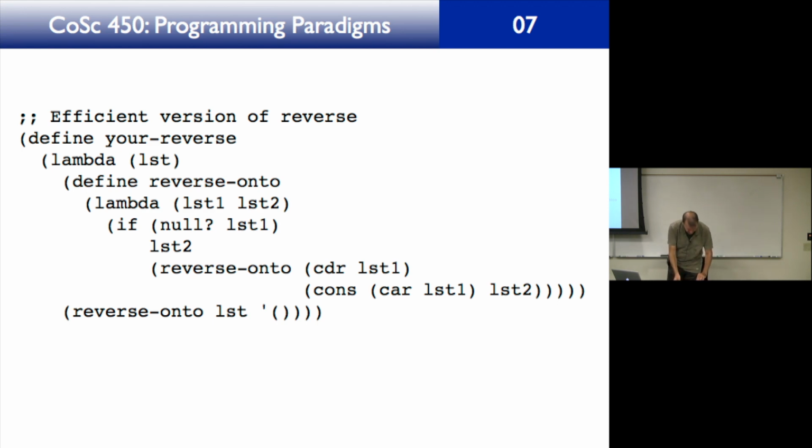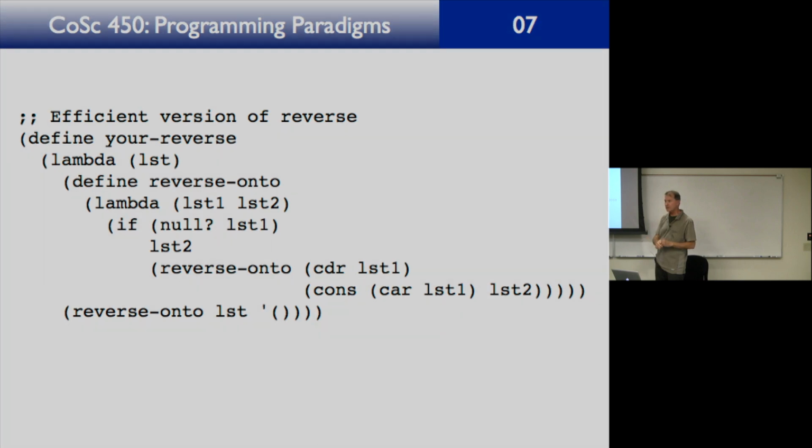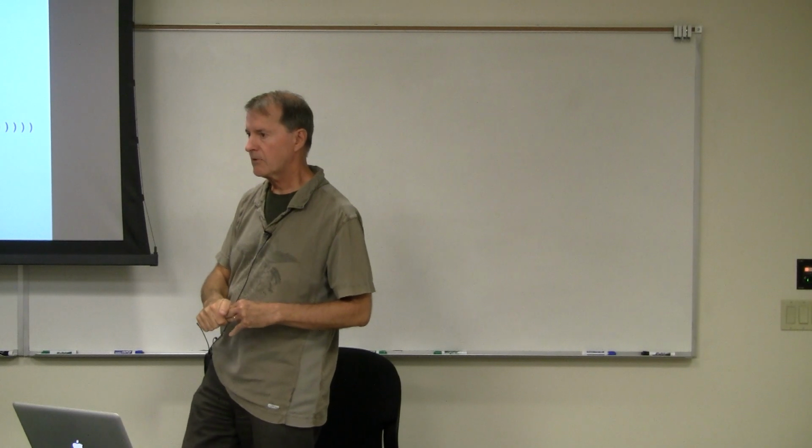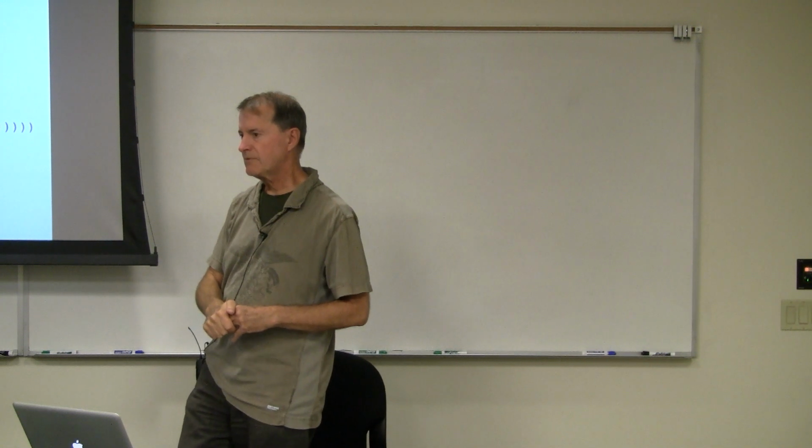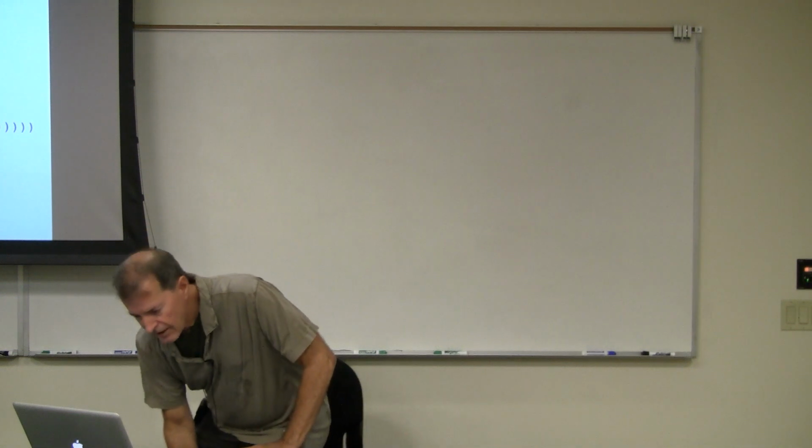Can you still call reverse onto by itself if you want? No, because the definition is hidden. The scope of that definition is inside your reverse. Even if I define your reverse this way and I try to call reverse onto, it will say undefined. Which means we can use the word reverse onto again later if we want to make that a separate definition of its own. We could.